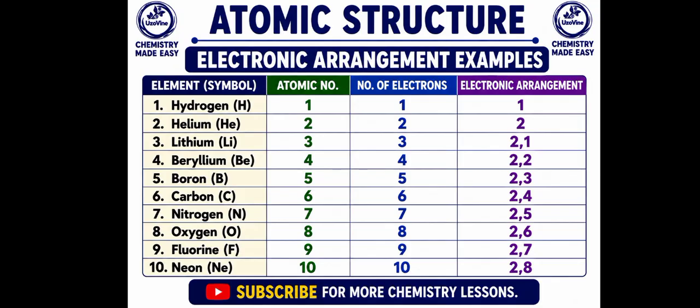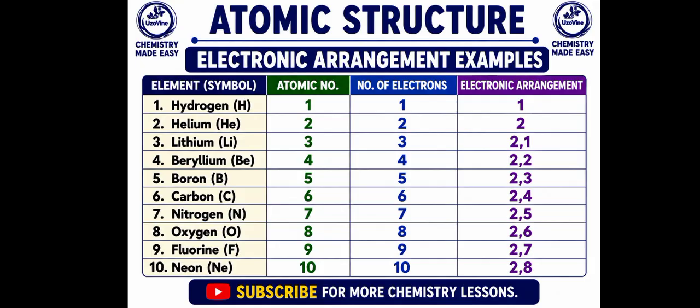For lithium, we have 3. It's already more than 2. So we're going to have 2 shells for lithium. The first shell will contain a maximum of 2 electrons, and the second shell will contain the remaining 1. For beryllium, the number of electrons is 4. So it's also going to have 2 shells. The first shell will contain 2 electrons maximum. The second shell will also contain 2 electrons, which is the remaining.